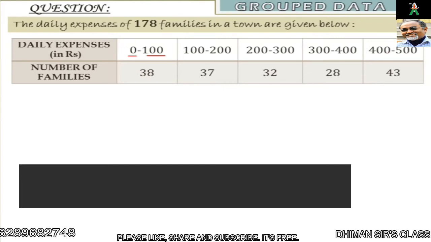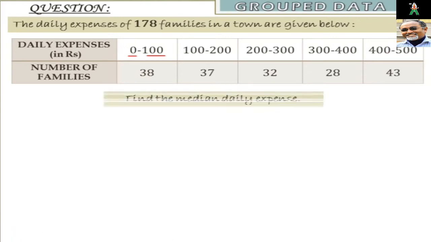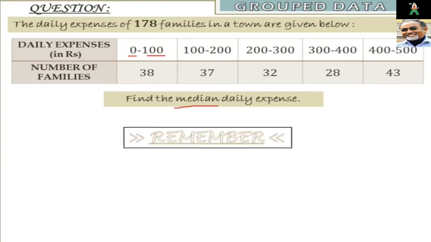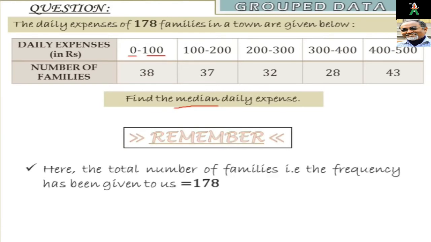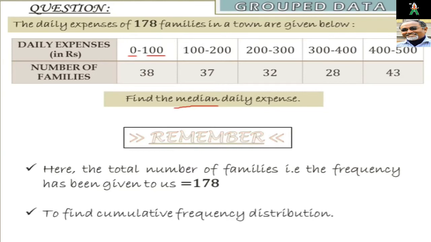Now we need to find the median daily expense of all these families. Before we move on to find the median daily expense, we need to keep certain things in mind. First of all, we have been provided with the frequency, that is the total number of families, 178 families. Also, we will find something called the cumulative frequency distribution, which will help us to find the median of this grouped data. And we will understand the cumulative frequency distribution as we move further.